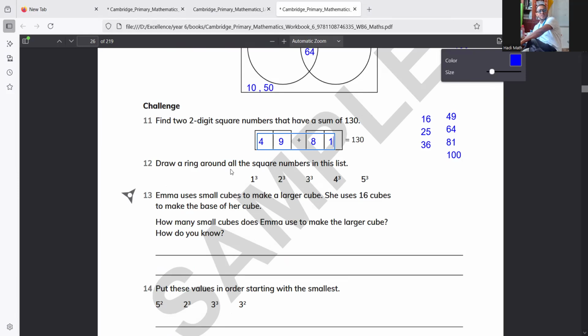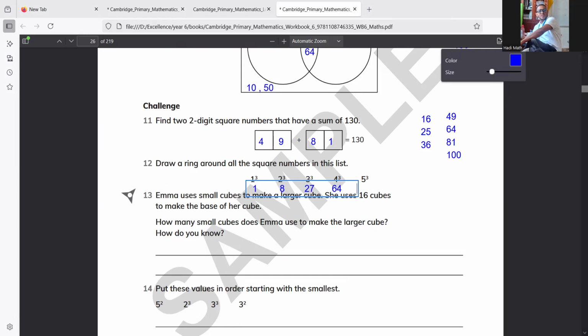They said draw a ring around all the square numbers in the list. Look at each answer. 1 cubed means 1 multiplied by 1, then multiplied by 1 again, which gives you 1. Look at the answer for each one of them. 1 cubed is equal to 1. And 2 cubed is 2 multiplied by 2 multiplied by 2, which is equal to 8. 3 cubed is equal to 27. 4 cubed is equal to 64.